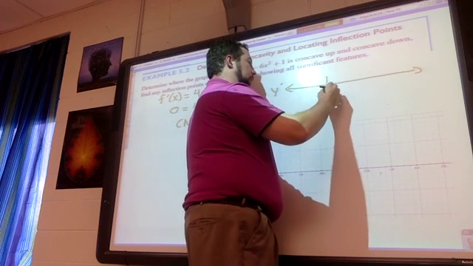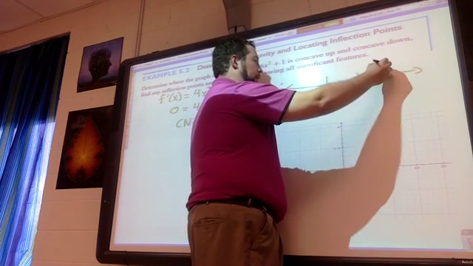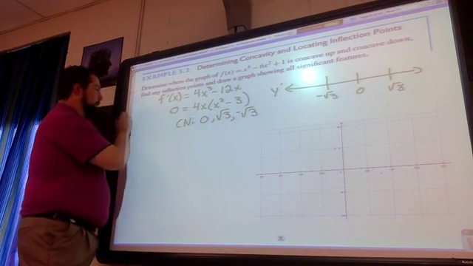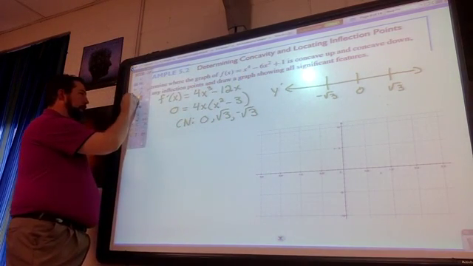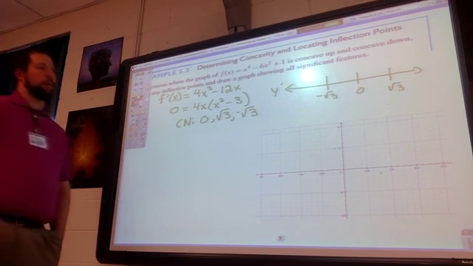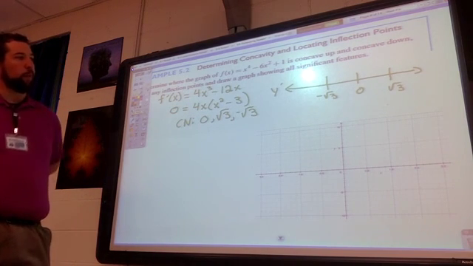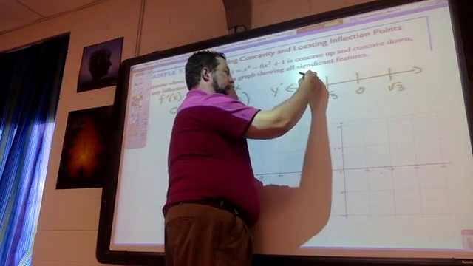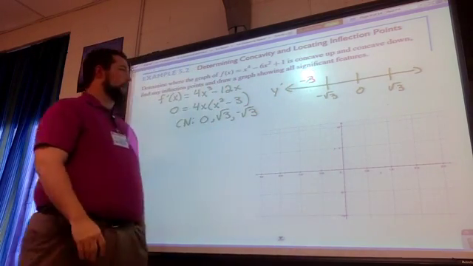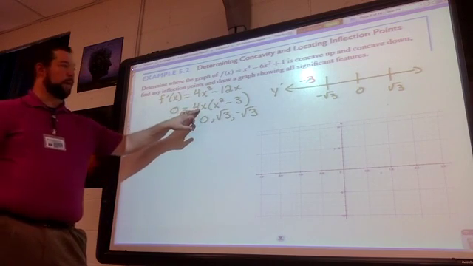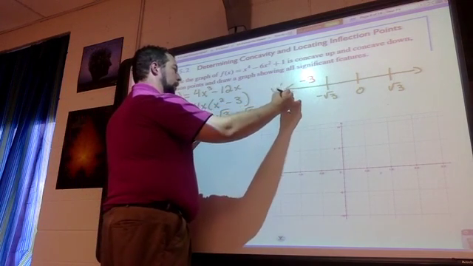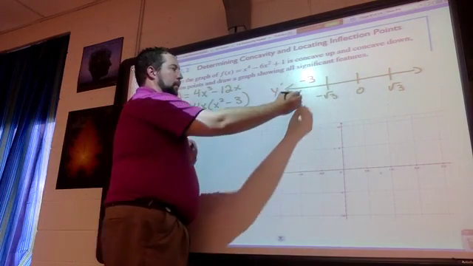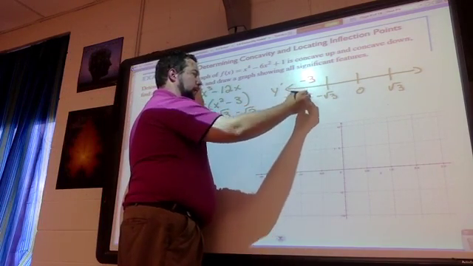We got a negative square root of 3, a 0, and a square root of 3. We pick some test values. Something less than a negative square root of 3. Square root of 3 is somewhere between 1 and 2, so let's plug in a negative 3 over there. We know that's definitely smaller. Plug a negative 3 in. Outside would give you negative. Inside would be a 9 minus 3, which would give you a positive 6. So overall, you're negative. So I'm going down.